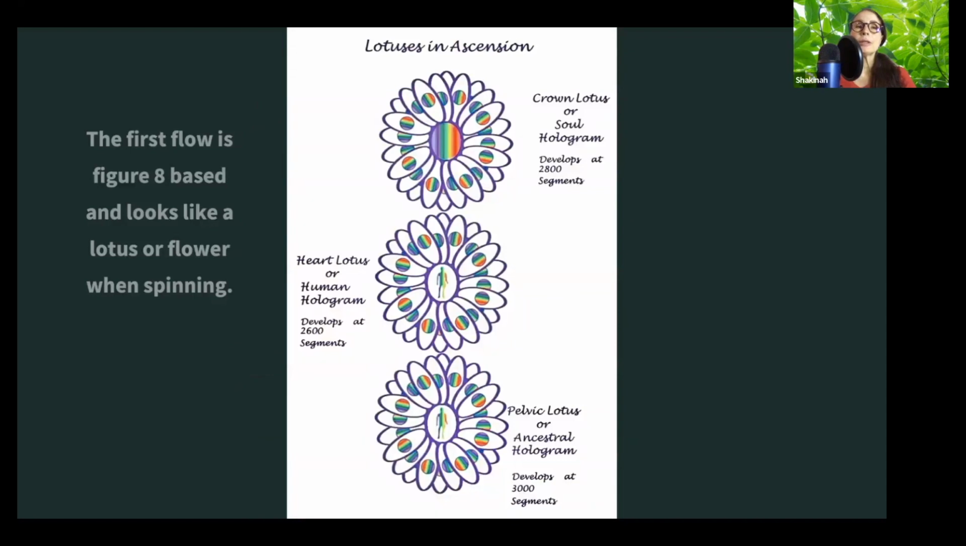The first flow is figure 8 based and looks like a lotus or flower when spinning. So this diagram shows the lotuses in ascension. The crown lotus or soul hologram develops at 2800 segments. The heart lotus or human hologram develops at 2600 segments. And the pelvic lotus or ancestral hologram develops at 3000 segments.